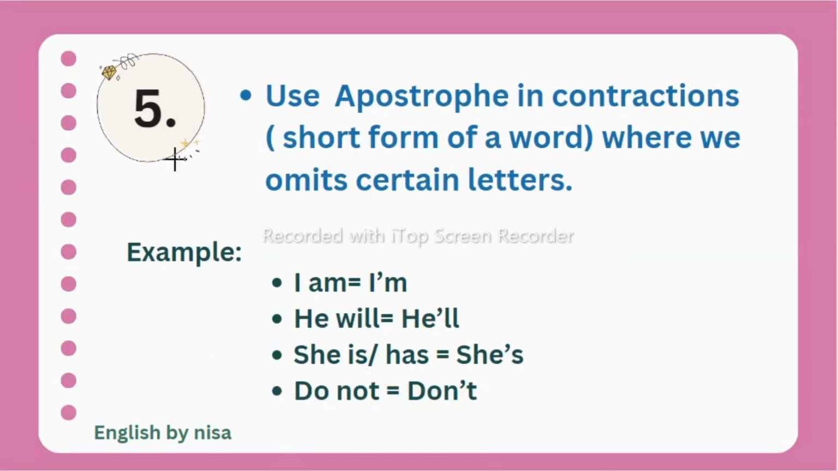Now let's see the fifth rule. Use apostrophe in contractions, meaning the short form of a word where we omit certain letters. Here it's very simple, we usually use this only. Instead of the full words "I am" we use the short form, that is a contraction, I'm. Instead of "he will" we use he'll. We omit some letters here. "She is" or "she has" becomes she's, apostrophe s. "Do not" becomes don't, like this. With these contractions we have to use apostrophe.